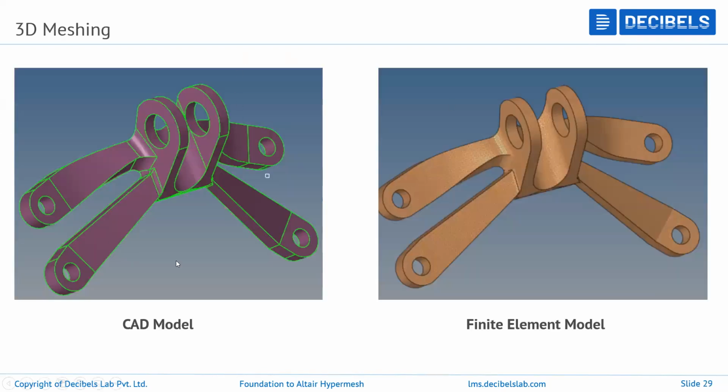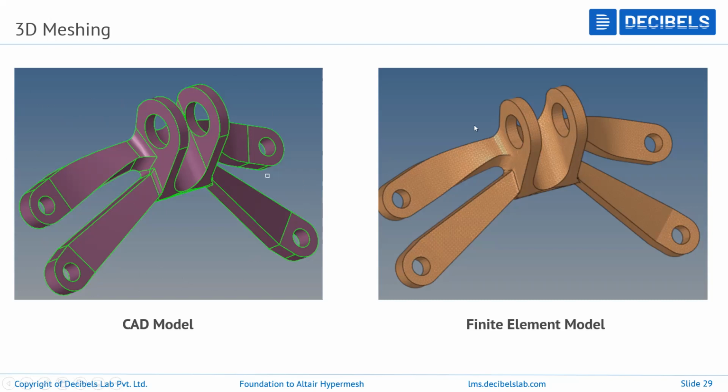The image you are seeing on the screen is the CAD model. I have taken one simple engine component, and this is the CAD file. The circles you are seeing here are the mounting locations of the engine, where the bracket is going to sit. On this bracket, the engine is going to sit.